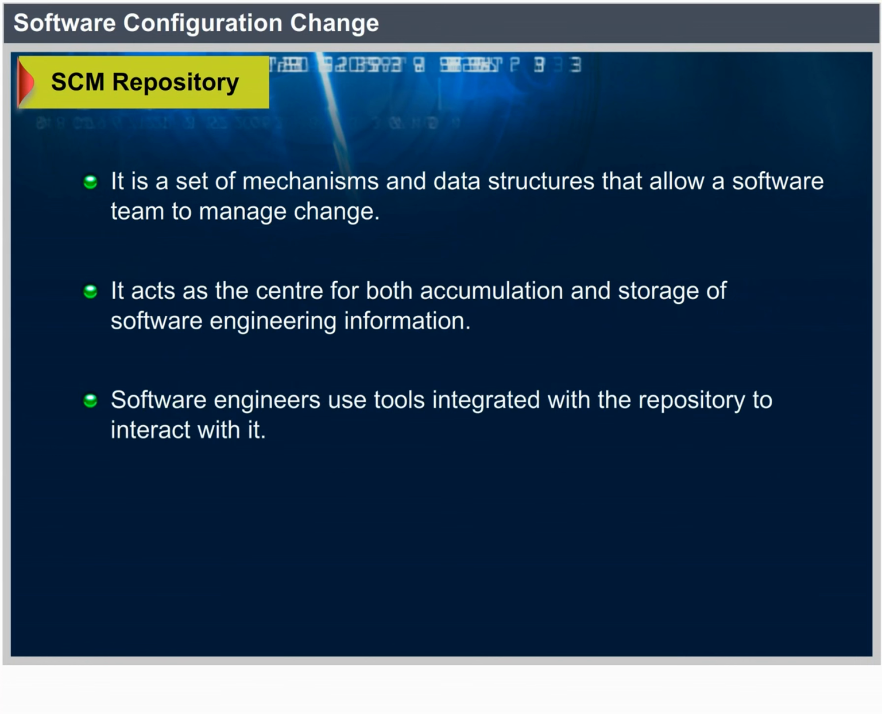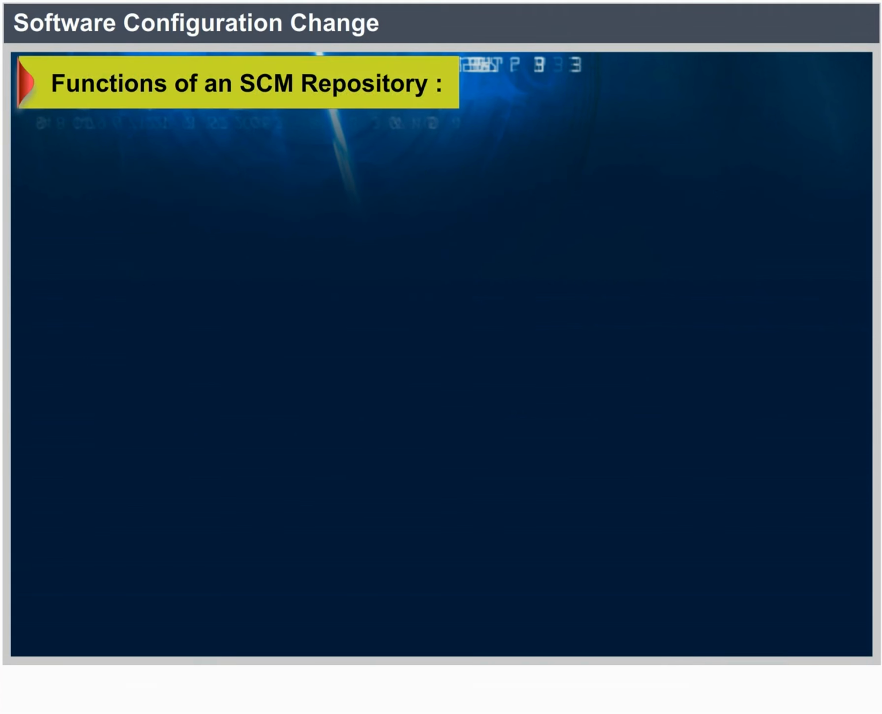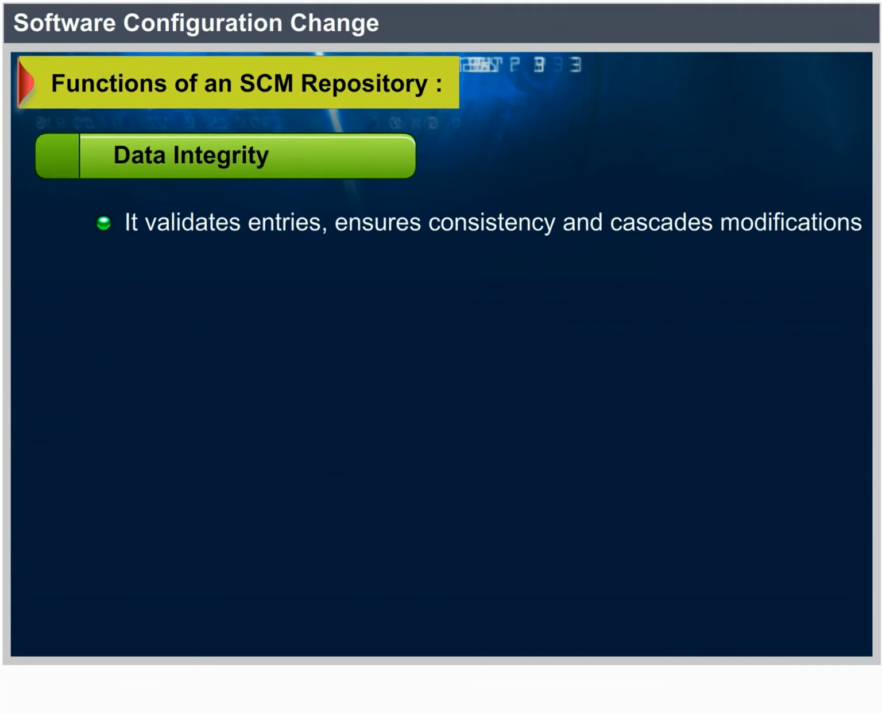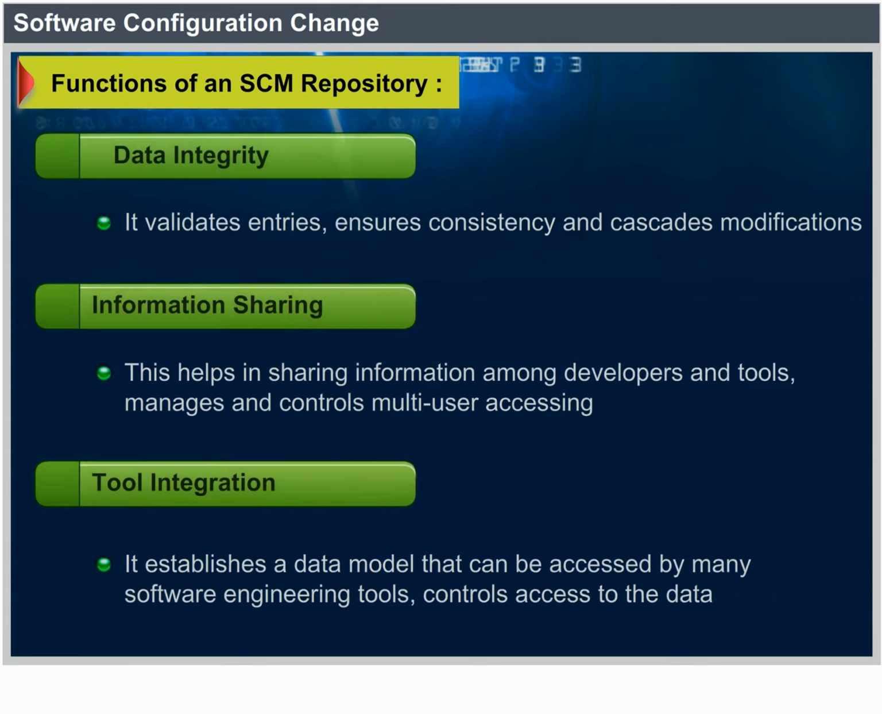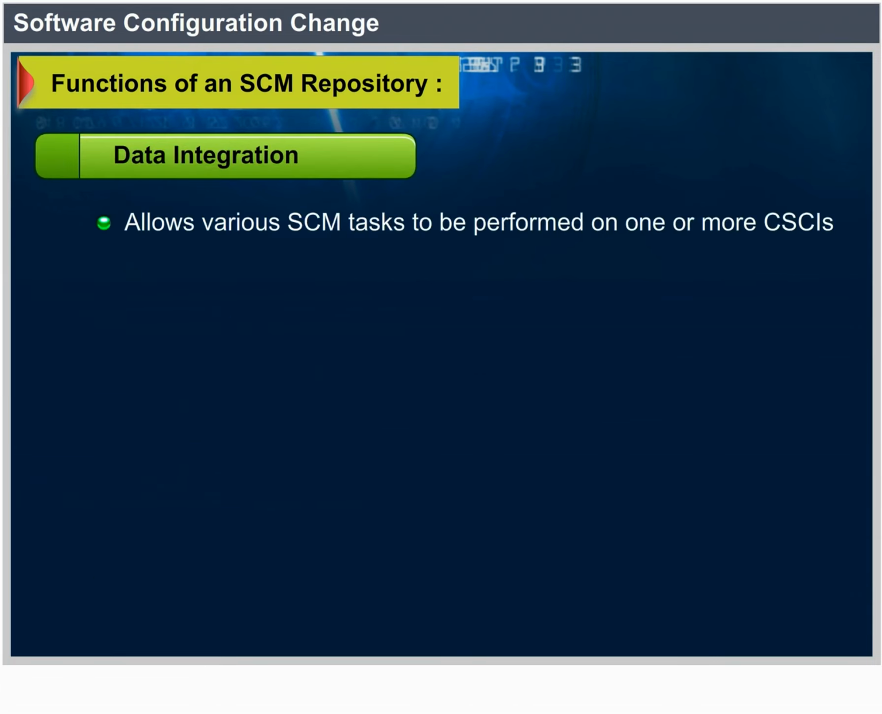Functions of an SCM repository. Data integrity: validates entries, ensures consistency, cascades modifications. Information sharing: shares information among developers and tools, manages and controls multi-user access. Tool integration: establishes a data model that can be accessed by many software engineering tools, controls access to the data. Data integration allows various SCM tasks to be performed on one or more CSCIs.